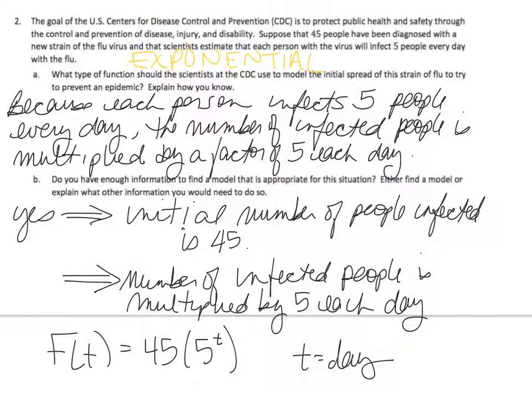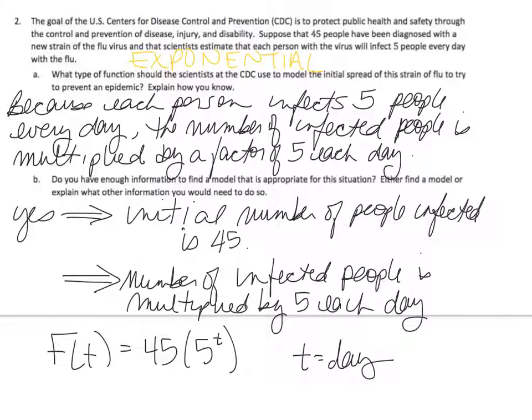So the goal of the U.S. Centers for Disease Control and Prevention is to protect public health and safety through the control and prevention of disease, injury, and disability. Suppose that 45 people have been diagnosed with a new strain of the flu virus, and that scientists estimate that each person with the virus will infect 5 people every day with the flu. That's exponential. We know that because each person infects 5 people every day, the number of infected people is multiplied by a factor of 5 each day.